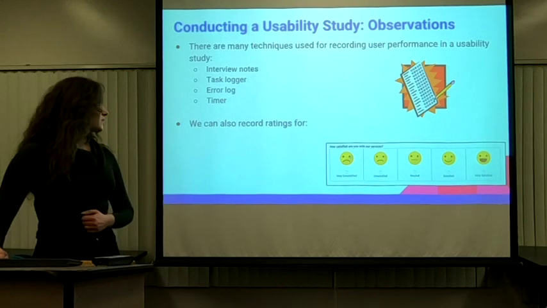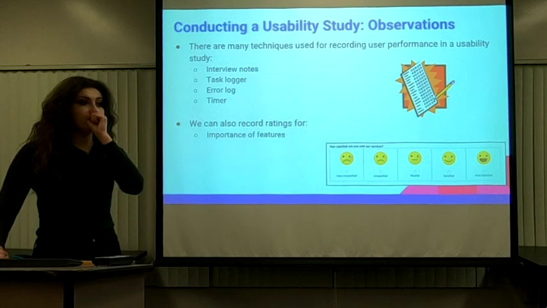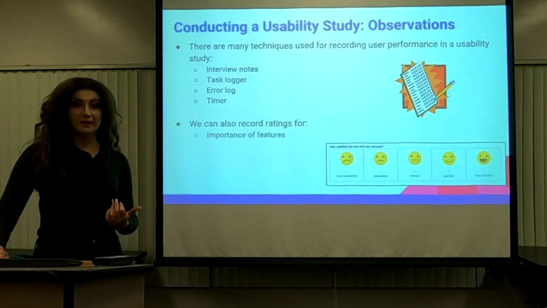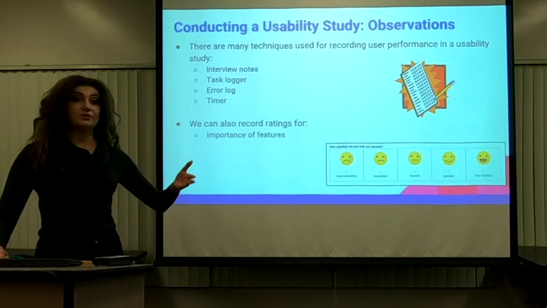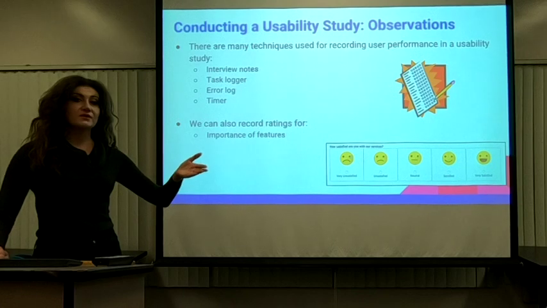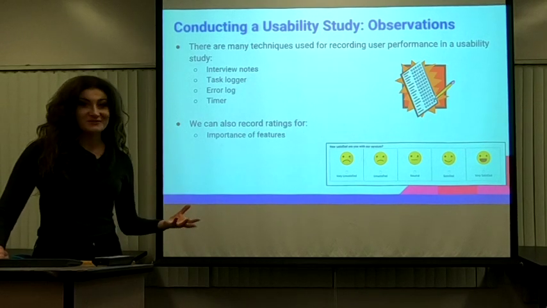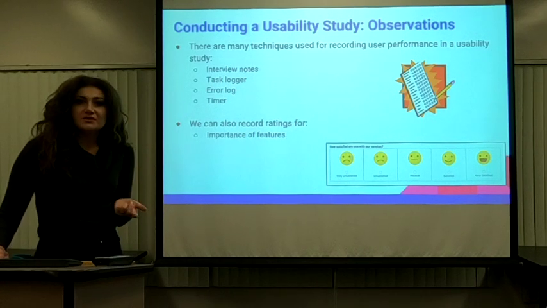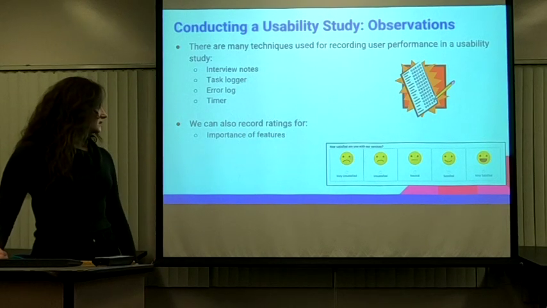The other thing that we do is we also want to record ratings for things such as importance of features. If you remember back to our very first lectures when we discussed the Kano method, right? How important is this feature to you in this particular product? So can you use this product without a particular feature? Is it something that's necessary? Is it sort of a luxury? Or is it not needed at all, right? So ratings for the importance of features.